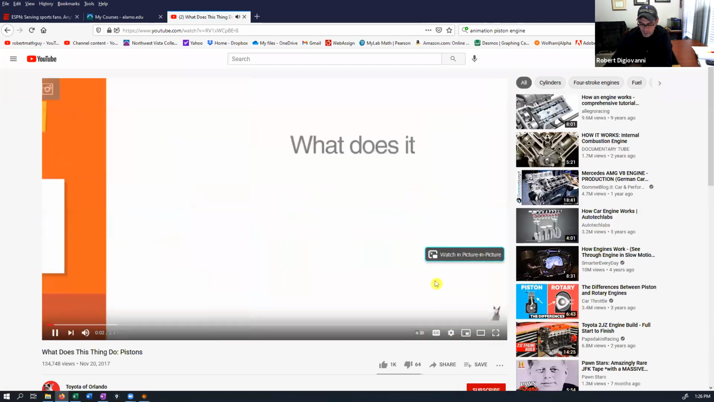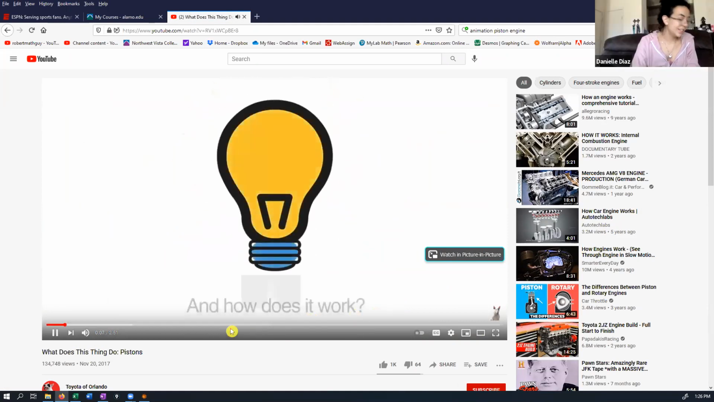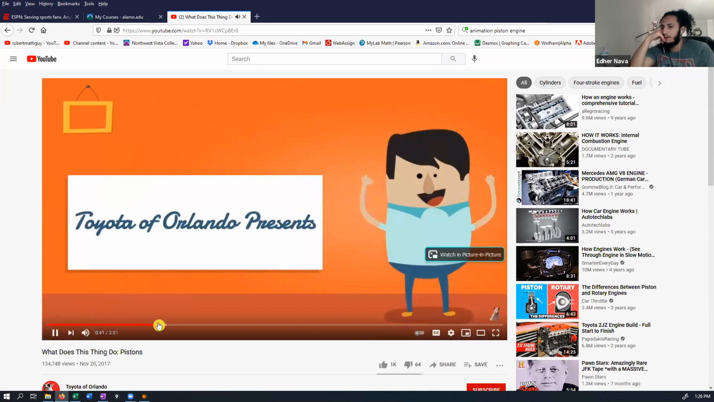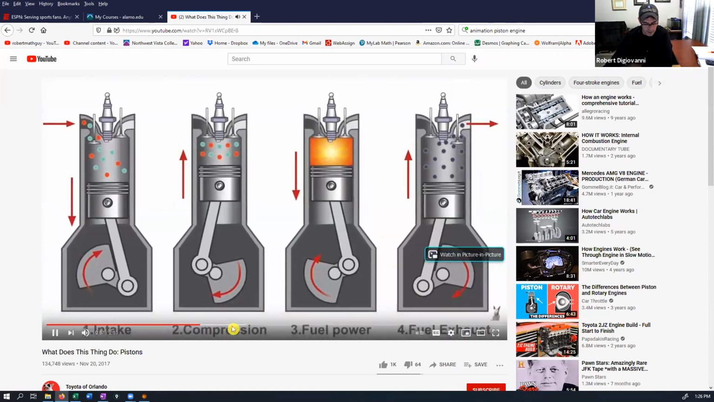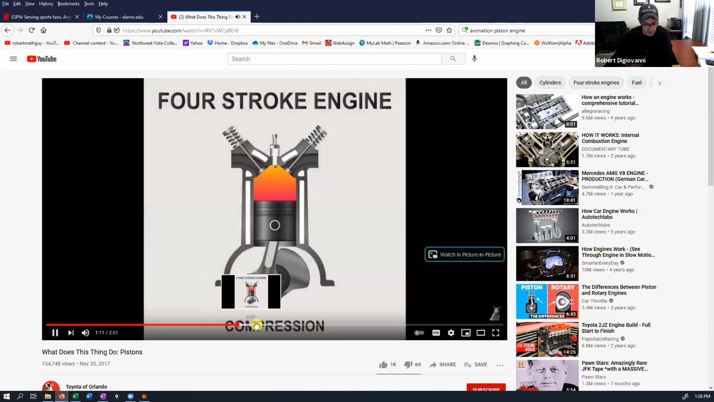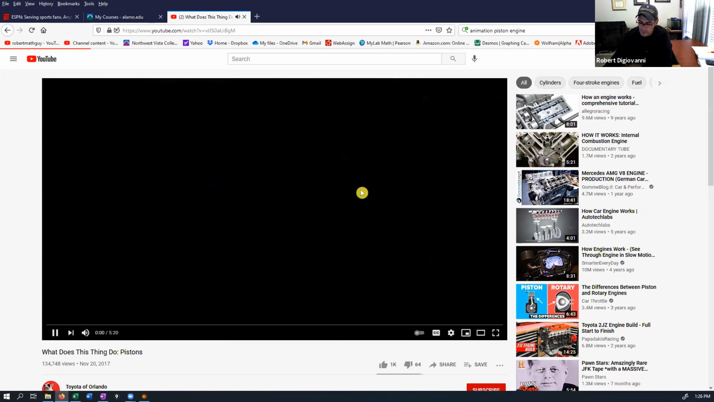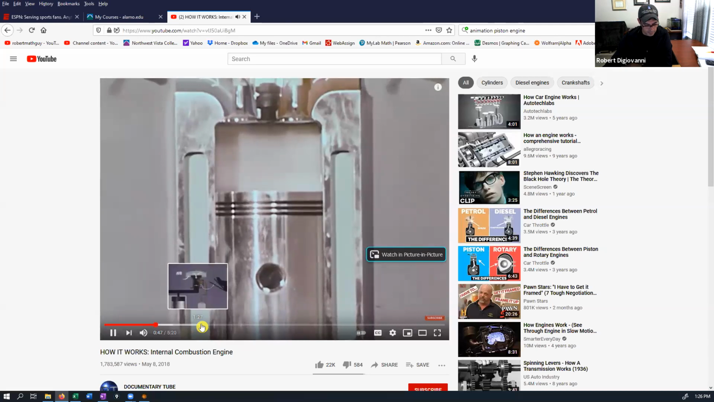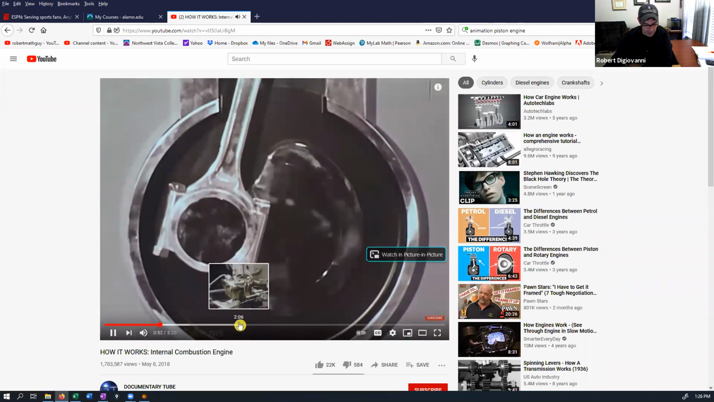You gotta watch an ad first, no? Can y'all hear this or no? Yeah. Let's see if there's an animation. That's no good. Here we go. Here's a different perspective on how the piston drives the crankshaft through the connecting rod.